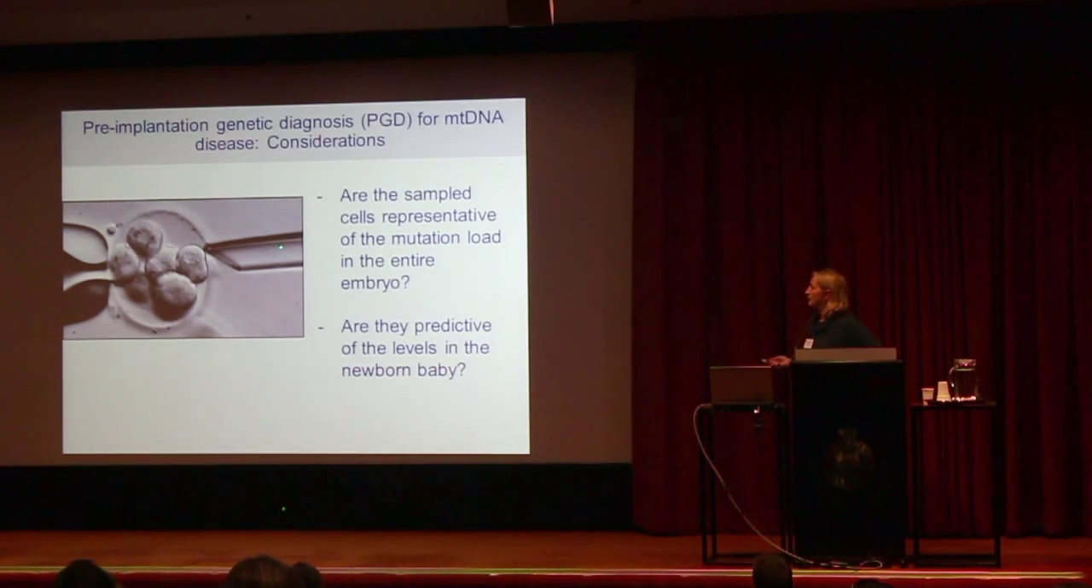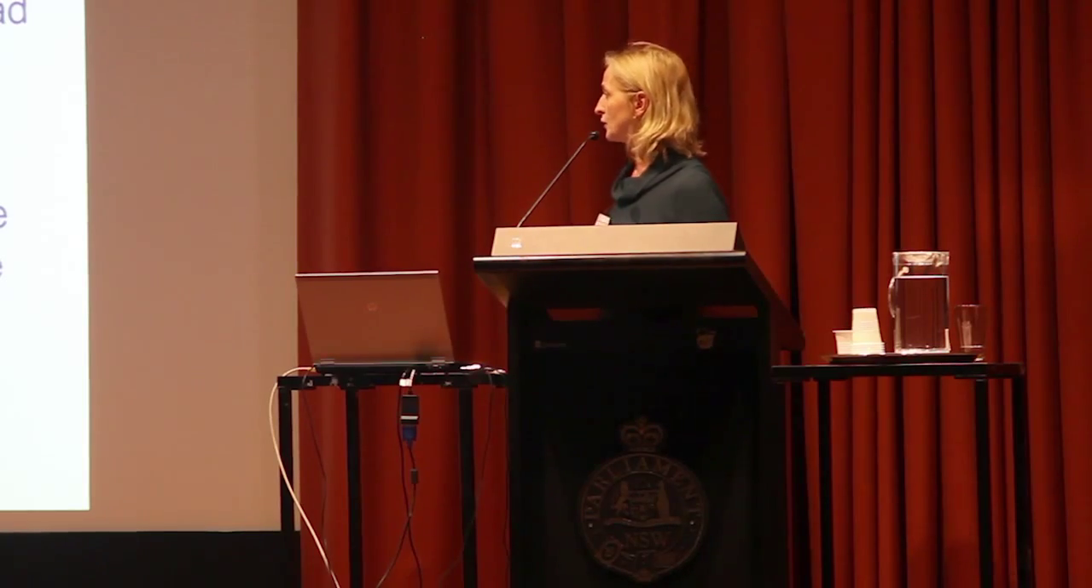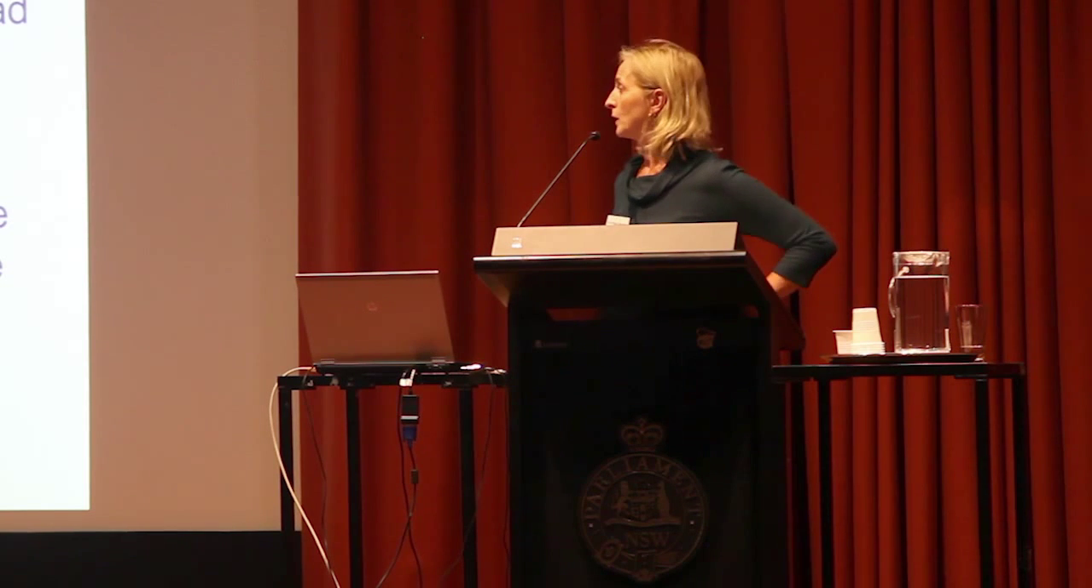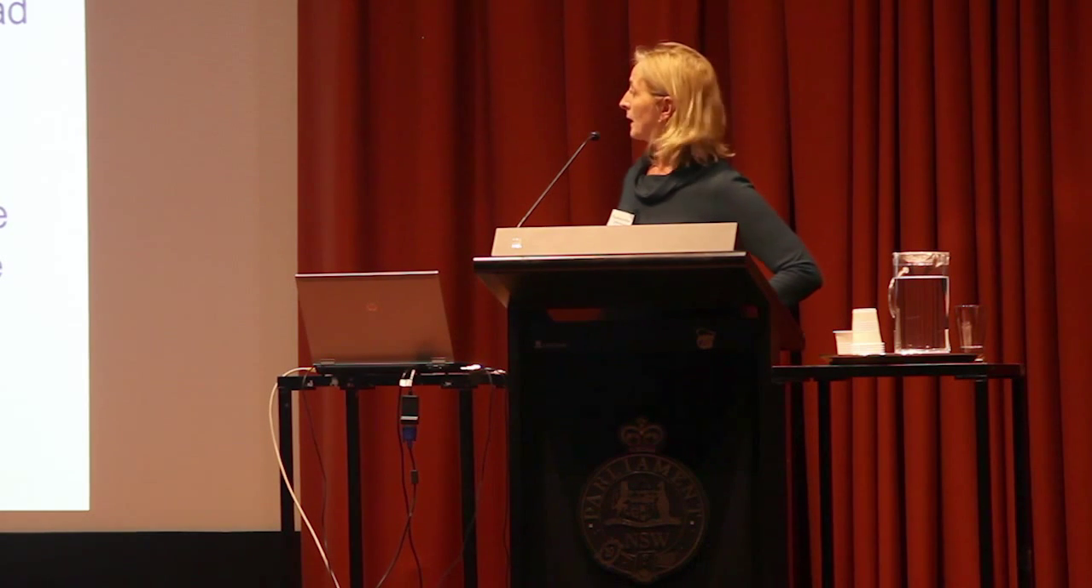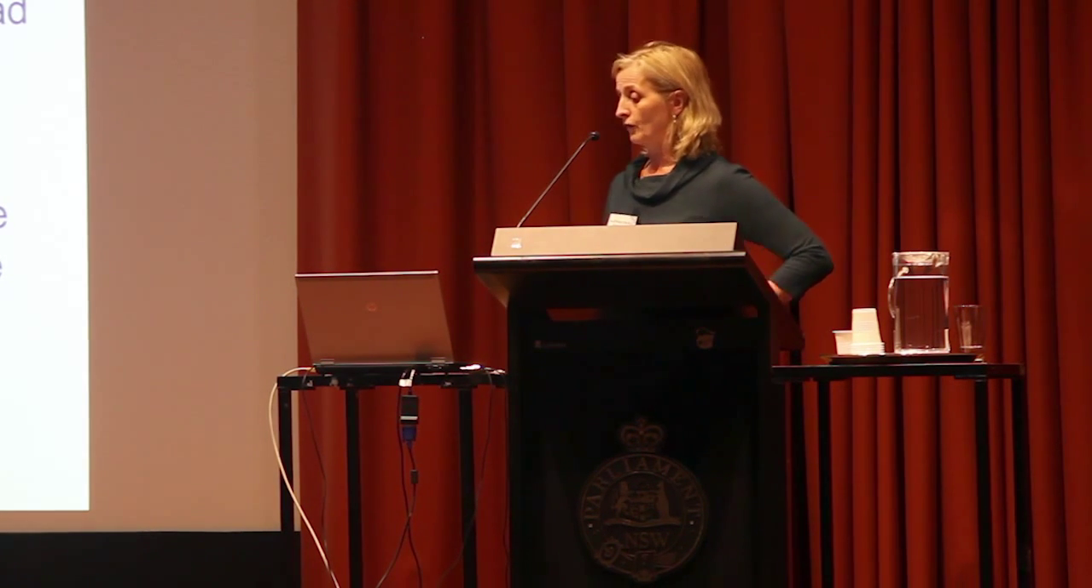Now, the questions about the use of PGD for mitochondrial disease are: are the cells that we remove representative of the entire embryo? Because as I mentioned, these mutated mitochondrial DNA can segregate randomly between cells during embryonic development. And then, is the mutation load in the cell removed here predictive of the levels found in the newborn baby? So it's early days with this procedure. It's offered in just a limited number of clinics around the world. But it seems that these cells that are removed are generally representative, and that they are predictive of the small number of babies that have been born so far.